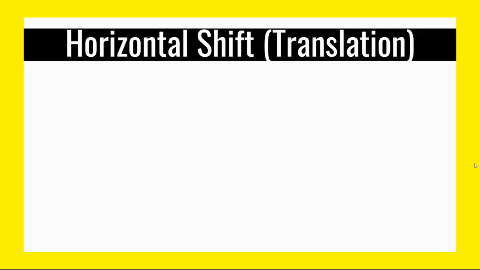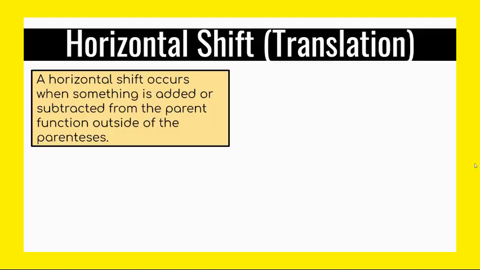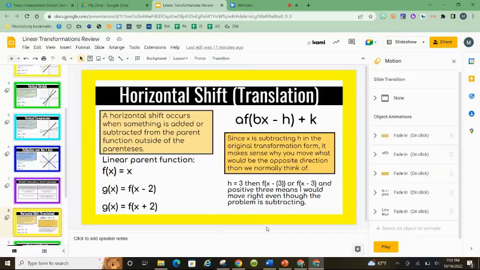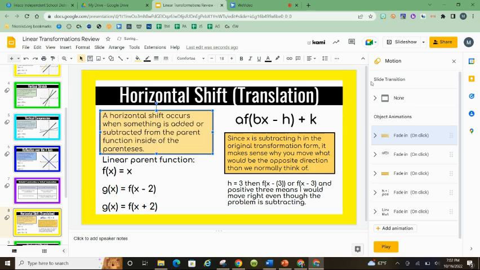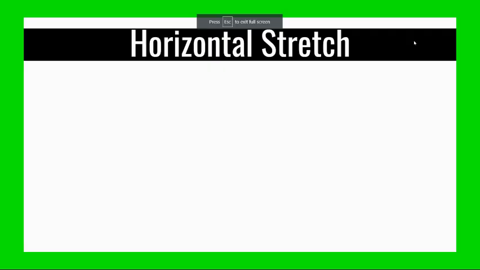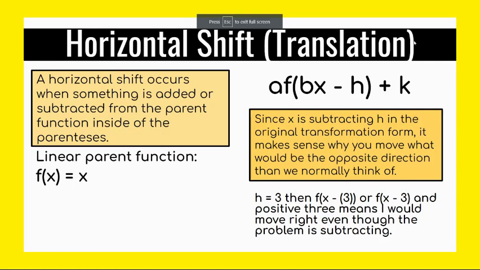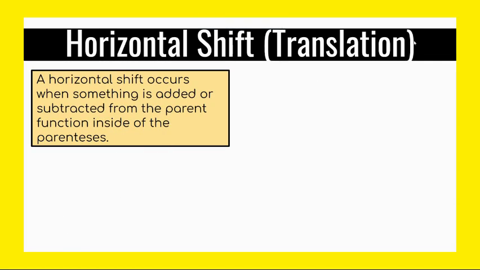So let's talk about the horizontal shift or a horizontal translation. A horizontal shift occurs when something is added or subtracted from the parent function, not outside, definitely inside of the parentheses. My mistake. Horizontal is always going to be inside of the parentheses. Horizontal shift happens inside of the parentheses. So when I'm thinking about a horizontal shift, same way with a vertical shift, we're looking for something being added or subtracted, but this time it's happening inside the parentheses.